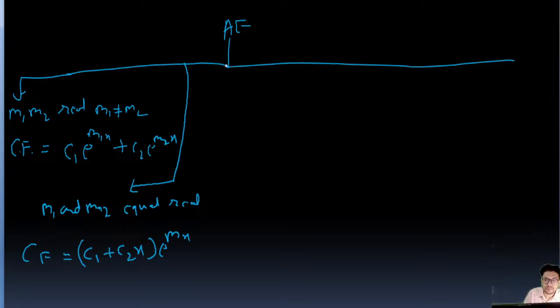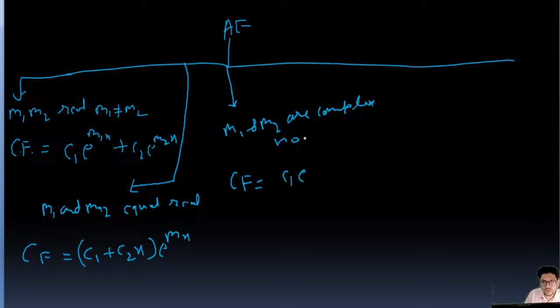Next point is if m1 and m2 are complex numbers. In that case the CF is going to be c1 e to the power m1x plus c2 e to the power m2x, or you can say, yeah, this one.